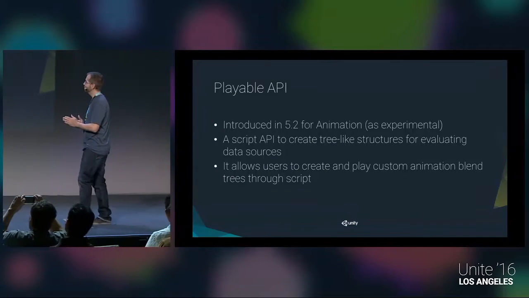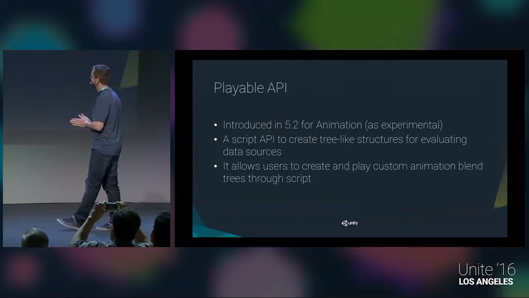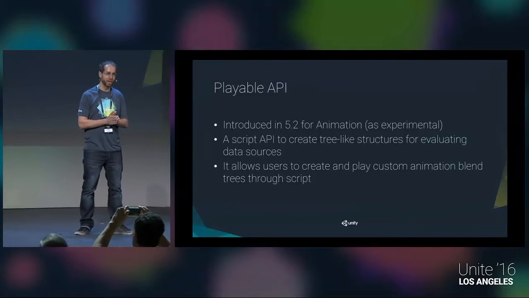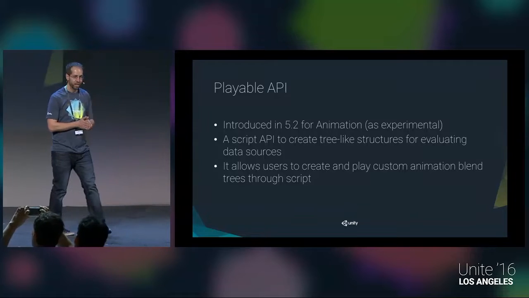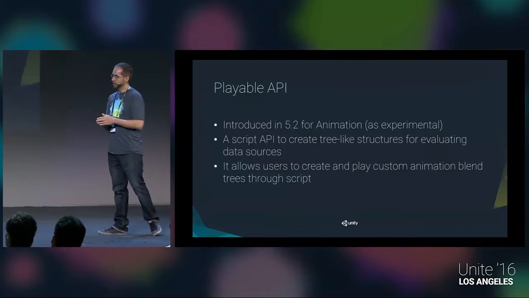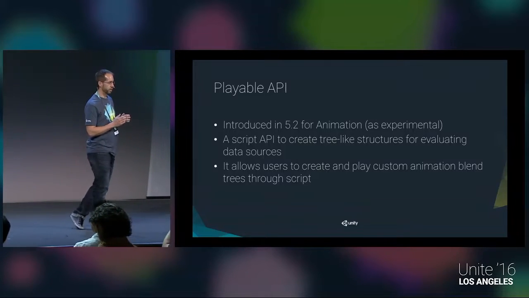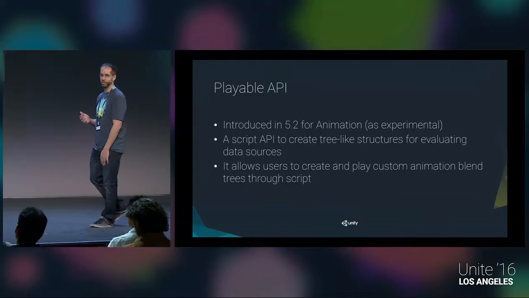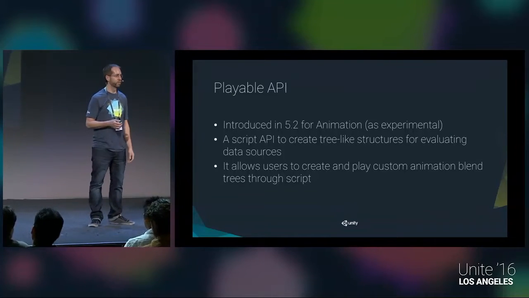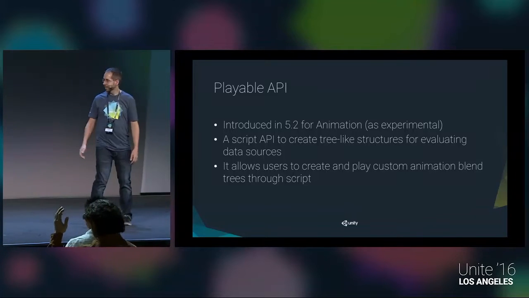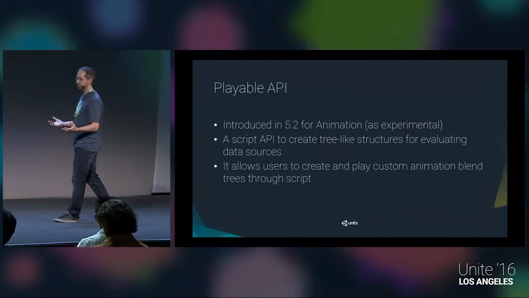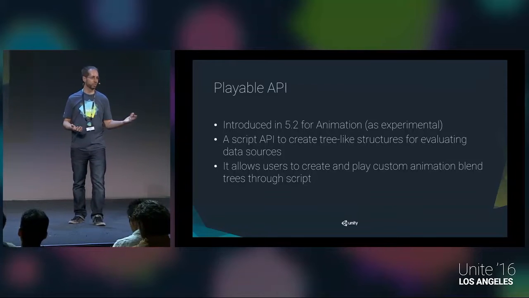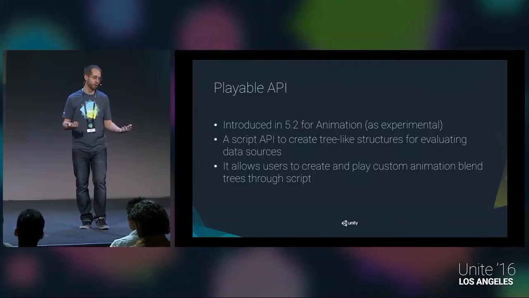All right, so the Playable API is an experimental feature that dates back to 5.2 in animation. It's really the system that we use to do blend trees internally. So how many people have done an animator controller? An animator controller is your first exposure to the Playable API. You just don't know it.